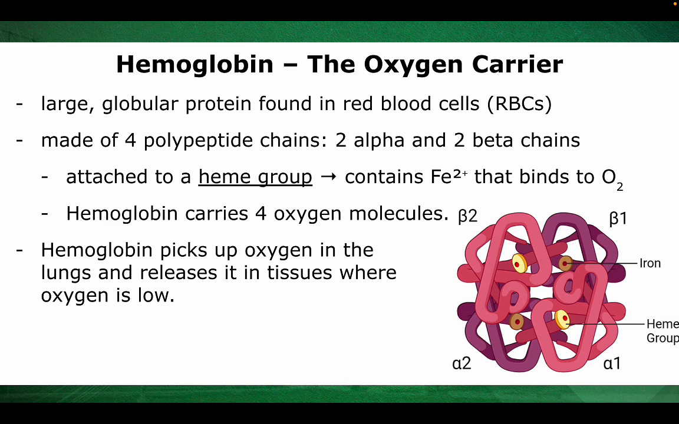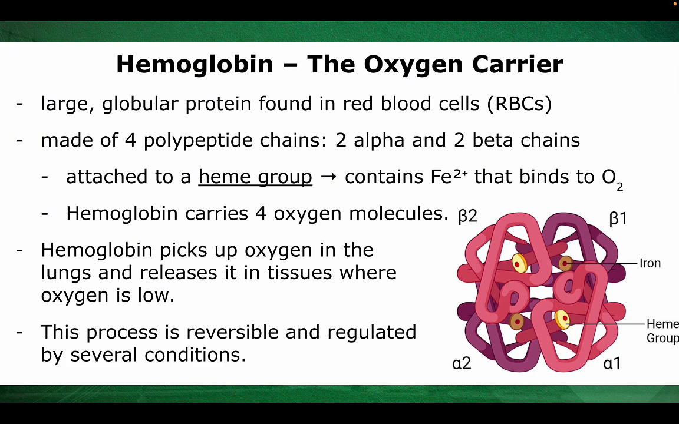Hemoglobin picks up oxygen where it's abundant, like in the lungs, and releases it in places that need it most, like active muscles and organs. Now, hemoglobin isn't just an oxygen taxi. It's smart about when to hold on and when to let go.